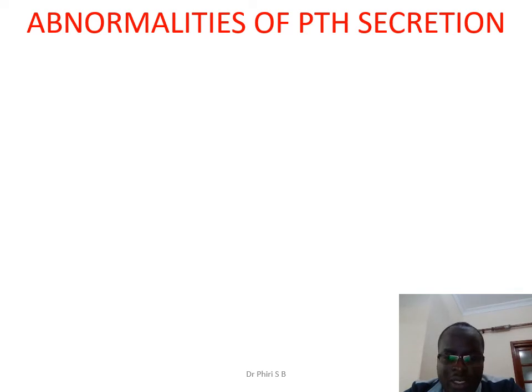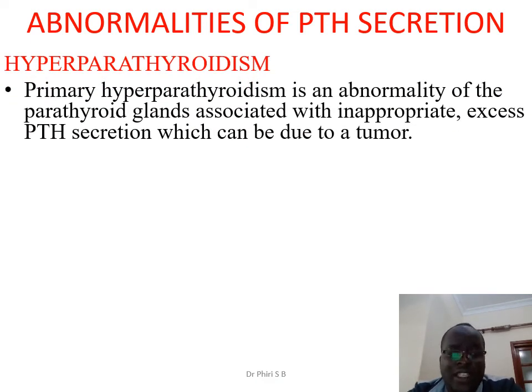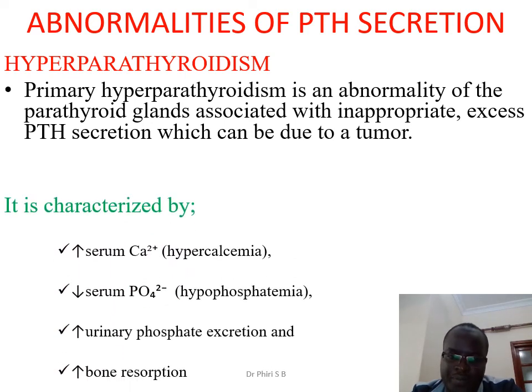Coming to the end of this lecture, let's discuss the abnormalities of parathyroid secretion. What are the abnormalities of parathyroid secretion? Starting with hyperparathyroidism. From the name itself, it means that there is excessive activity of the parathyroid gland, which is overproducing the parathyroid hormone. Primary hyperparathyroidism is an abnormality of the parathyroid gland associated with inappropriate excess parathyroid secretion, which can be due to a tumor, maybe a tumor affecting the parathyroid gland. Then those chief cells are producing a lot of parathyroid hormone.